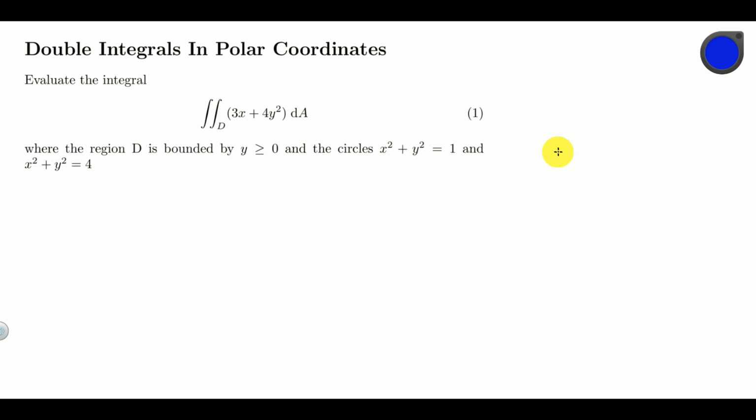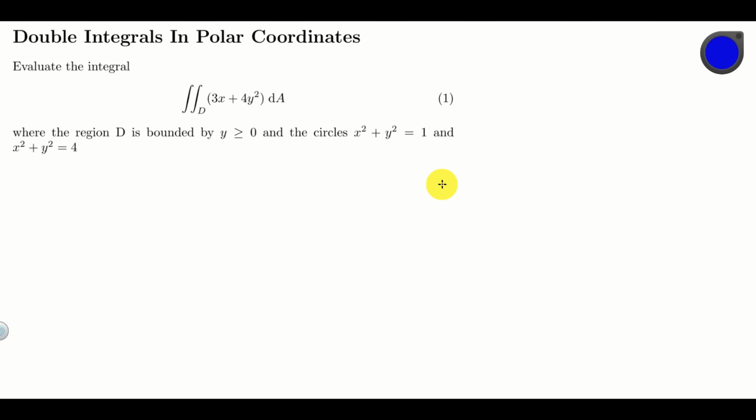Hello everyone! In this tutorial, we explain how to solve double integrals in polar coordinates. And here's our problem. Our problem is to compute the value of this integral where the region of integration, denoted by the capital D, is bounded by y is greater than or equal to 0 and the circles x squared plus y squared is equal to 1 and x squared plus y squared is equal to 4.